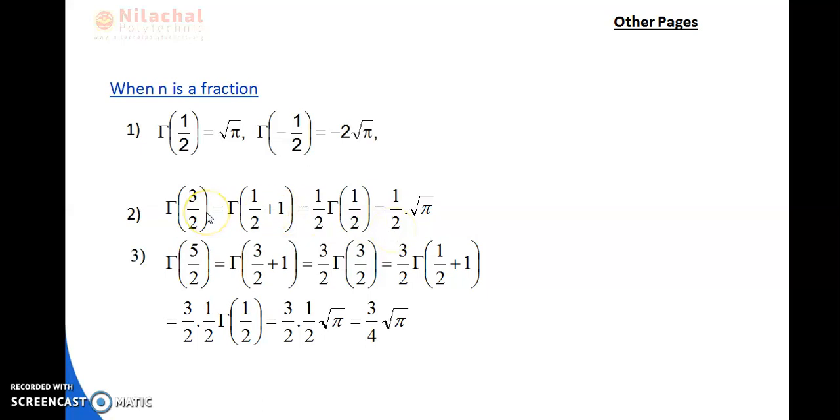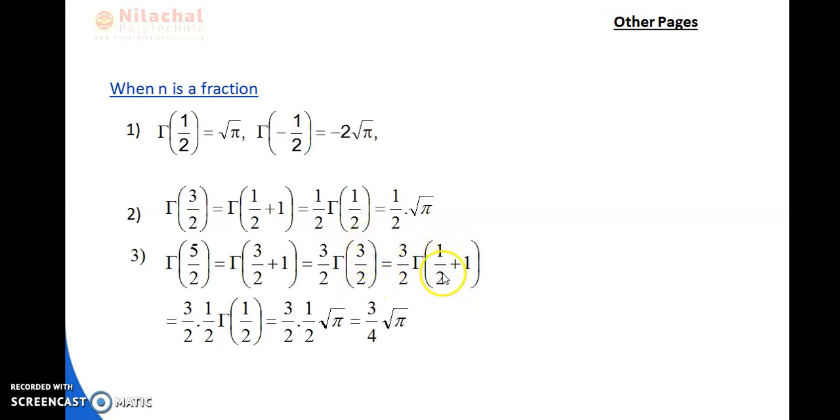Fine. Similarly, if it asks you for gamma of 5 by 2, again you have to express 5 by 2 as something plus 1, because your reduction formula is gamma of n plus 1. So 5 by 2 can be written as 3 by 2 plus 1. Here n is 3 by 2, and we know the reduction formula is gamma n plus 1 equals n gamma n. So 3 by 2 gamma of 3 by 2.